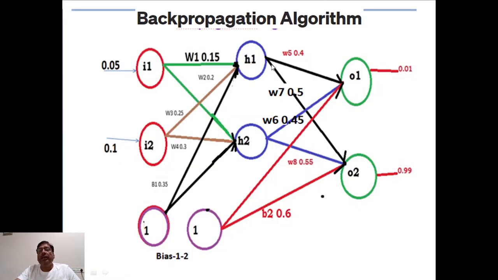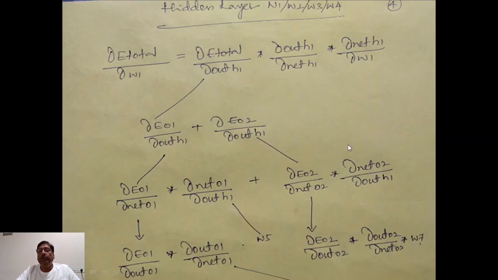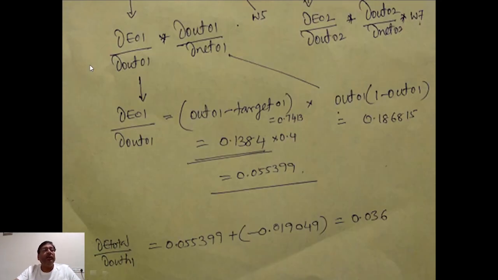Because this is getting connected with W7, I'm going to replace this particular value with W7 and so on. Now this particular step I can write as EO1 upon out O1 multiplied with out O1 upon net O1 multiplied by W5. In a similar way, you will do this for EO2 and so on.